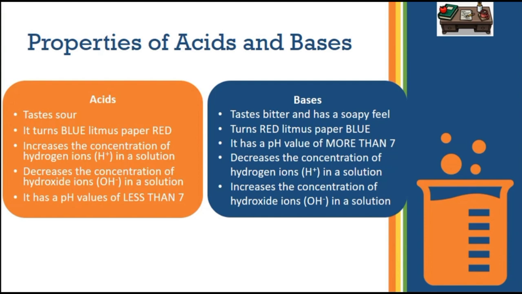Bases turn red litmus paper blue. Can you see the contrast between acids and bases? Whereas acids, as you can see on the left-hand side, turn blue litmus paper red, bases turn red litmus paper blue. And bases have a pH value of more than 7. So remember, 7 is neutral on the pH scale, but as you become a pH of 8, 9, 10, 11, 12, 13, very alkaline, right?